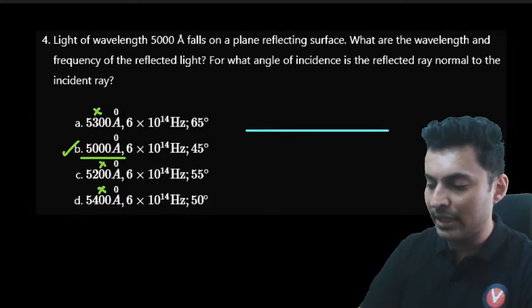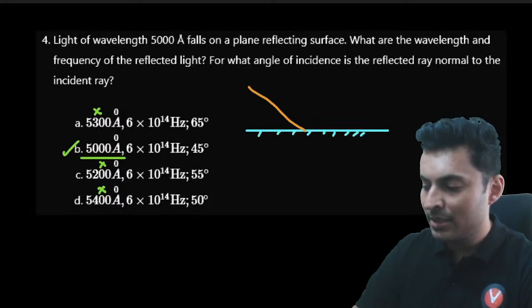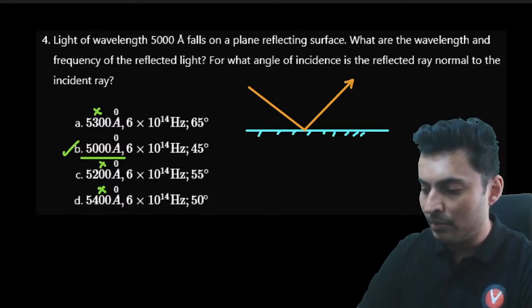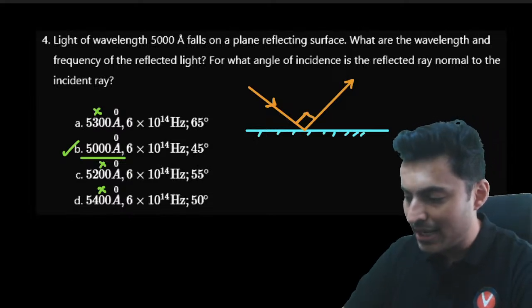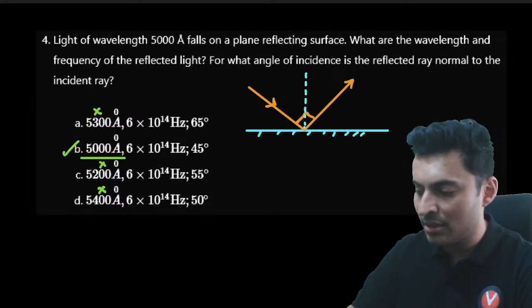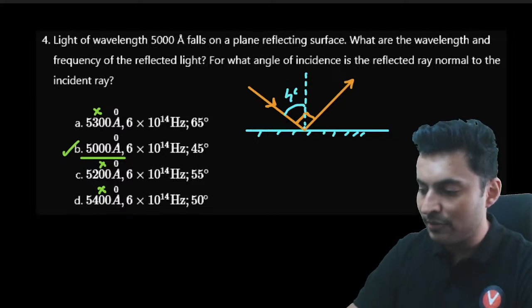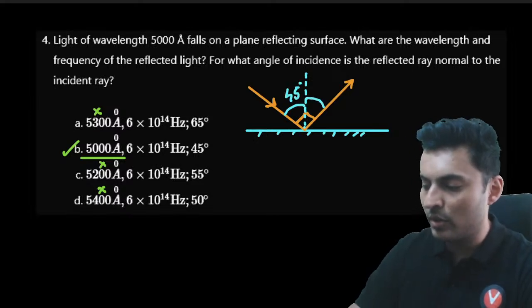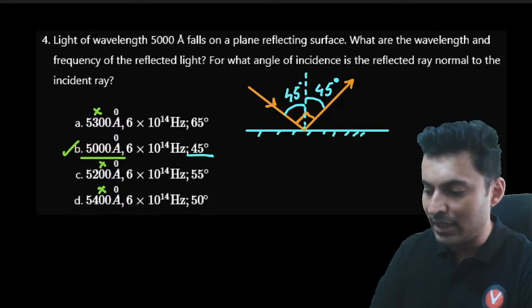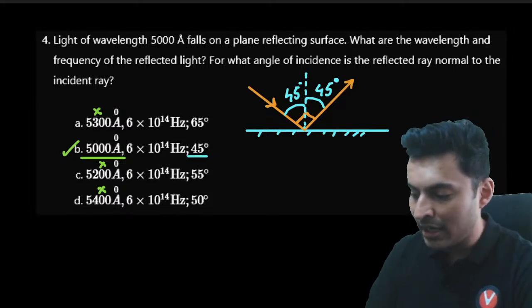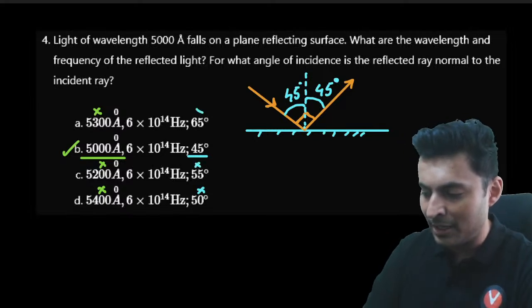Number two, when is the reflected ray going to be normal to the incident ray? If this is the reflecting surface, just imagine the incident ray to fall like this. This is the reflected ray, and both of them are themselves perpendicular. This can only happen in one particular situation, when this is 45 degrees and this is also 45 degrees. Angle of incidence should be 45 degrees. So that is there only in this option. Again, other options anyways get eliminated.